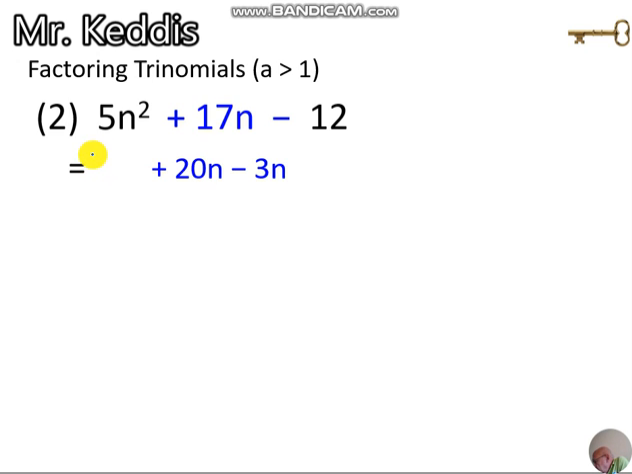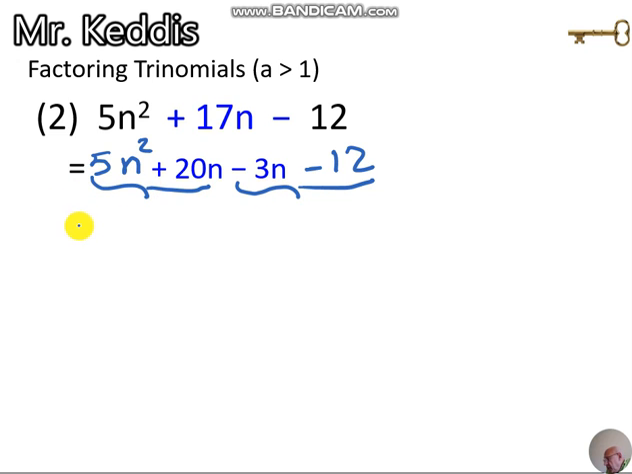5n squared under 5n squared, minus 12 under minus 12. I group them. You have negative 3n here and negative 12. I take negative 3 as a common factor. And for this one, I take 5n as a common factor. Here, 5n times n plus 4.